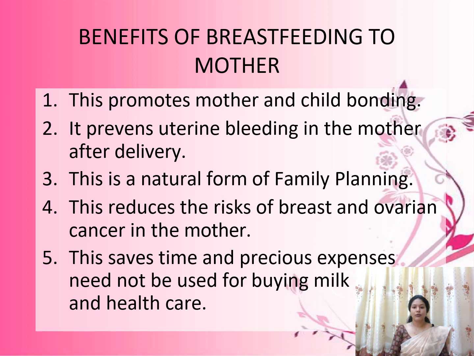And this is a natural form of family planning. So this high level of prolactin, when it is getting maintained in the body, it will not allow the body to produce the ovum, or it will suppress the ovulation. So this is a natural method of family planning also. This reduces the risk of breast and ovarian cancer for the mother, and this saves time and precious expenses. No need to make the feed or no need to purchase the feed. So you can save the time and you can save the money also.